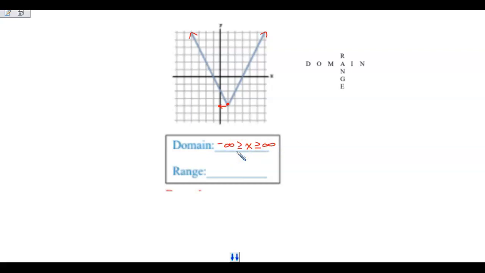My range, I see that this is the bottommost it goes, and it looks like it's going up to positive infinity. It's just going to continue to keep going up. It spreads out, but it's going up as well. So that means that y is going to be greater than or equal to negative 4. This is telling me that the lowest point is negative 4, and it can go all the way up to positive infinity. I don't have to write all that.